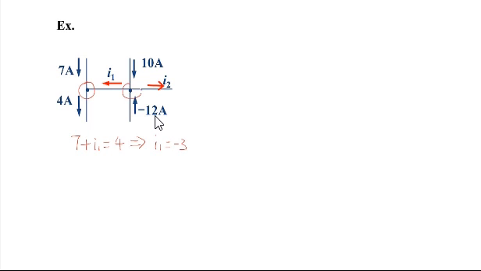Next, for this node, the sum of the currents flowing into the node equals the sum of the currents flowing out. It is 10 minus 12 equals I1 plus I2. Substituting I1 equal to minus 3 into it, we can get I2 equals 1.